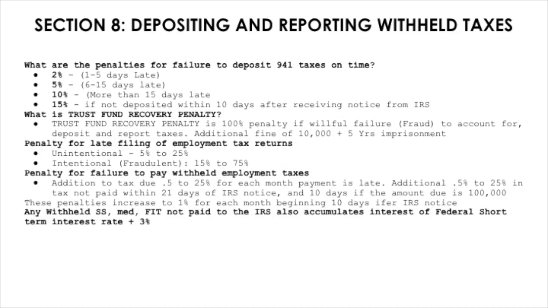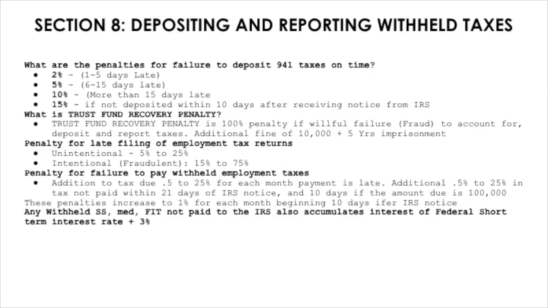10% of the undeposited amount if it is deposited more than 15 days after the due date. And 15% of the undeposited amount if it is not paid within 10 days after employer receives its first IRS delinquency notice, or on the same day that the notice and demand for the payment is received.